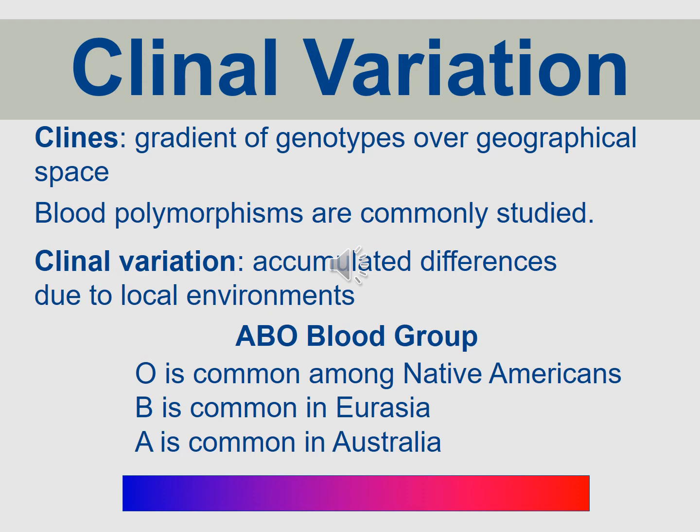So blood polymorphisms like the ABO blood group are well studied. And when you look at variation, then it would be due to some of these accumulated differences in those specific environments. Here's one of the things about the ABO blood group and other blood polymorphisms. We're not quite sure if there's really any adaptive significance.